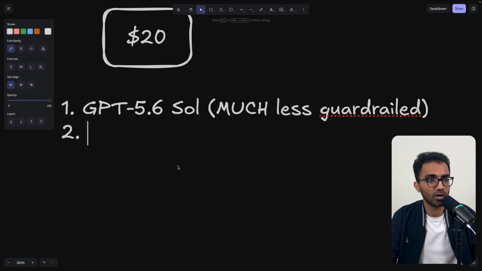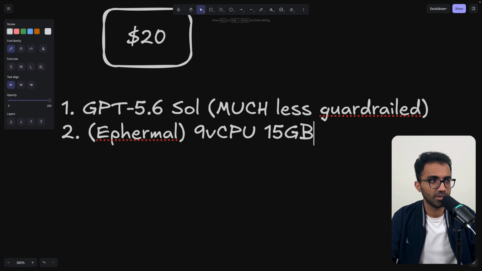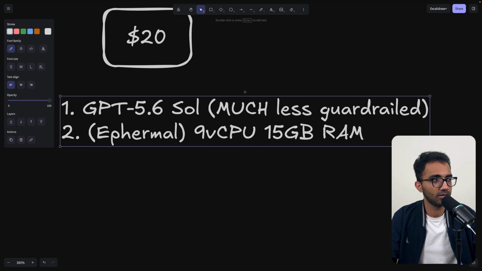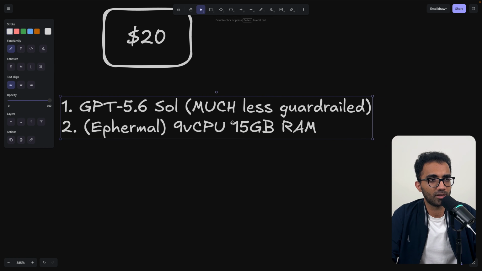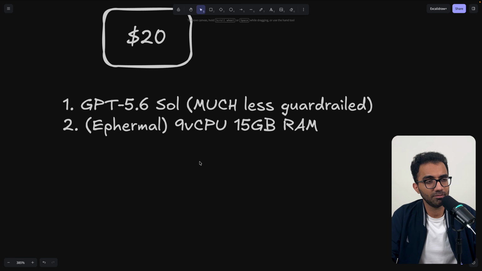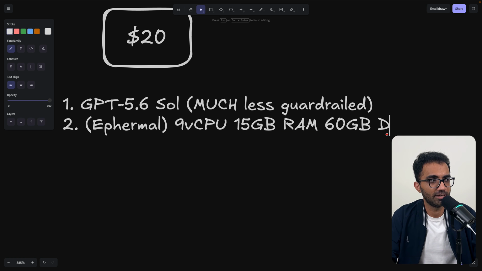It's now giving you an ephemeral, so it's not permanent, obviously. So it's not a huge cost to them, but it's still an ephemeral 9V CPU and a 15 GB RAM instance. I'm pretty sure these CPUs are not going to be dedicated, but who knows, they could give you dedicated CPUs as well. But at least in this case, I feel that these are shared CPUs plus about 60 GB disk, right?